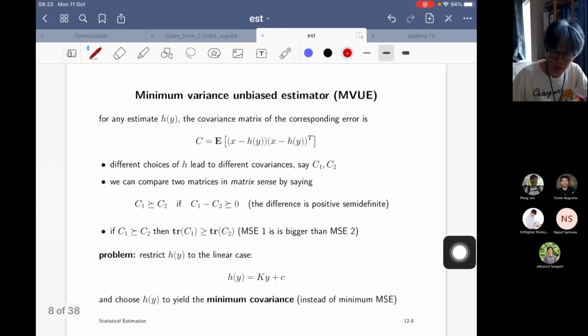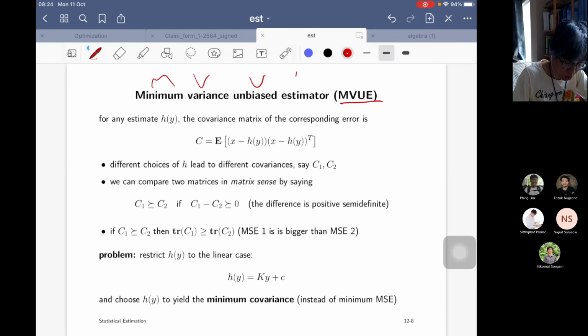Next we have another related estimator. This is called the minimum variance unbiased estimator, or MVUE. By the meaning, we look for an unbiased estimator that has the property that it gives the minimum variance or the minimum covariance.